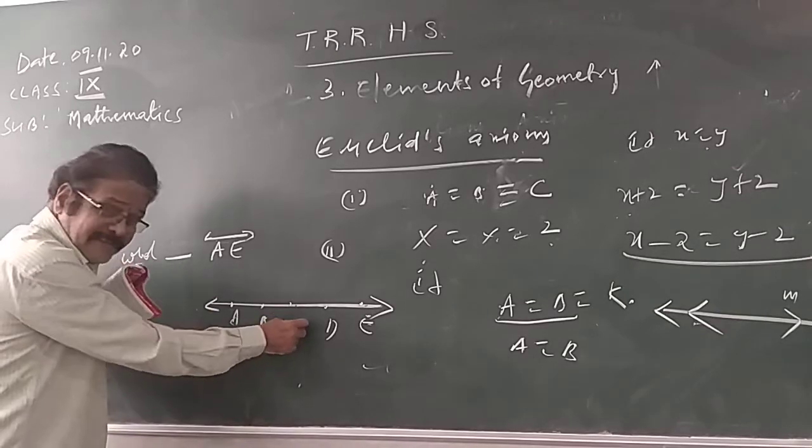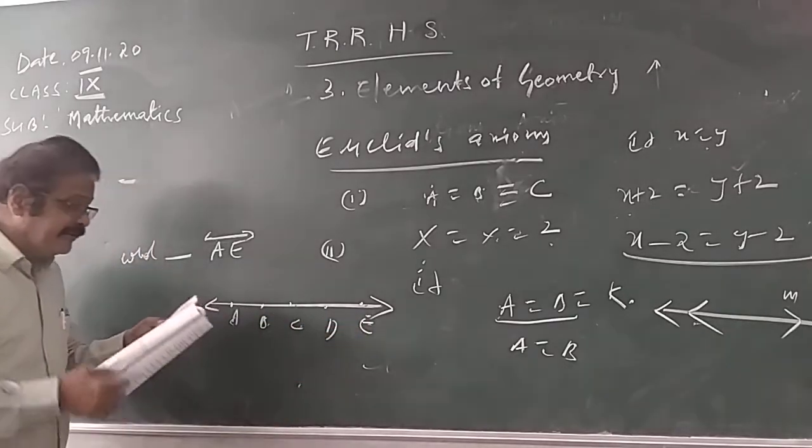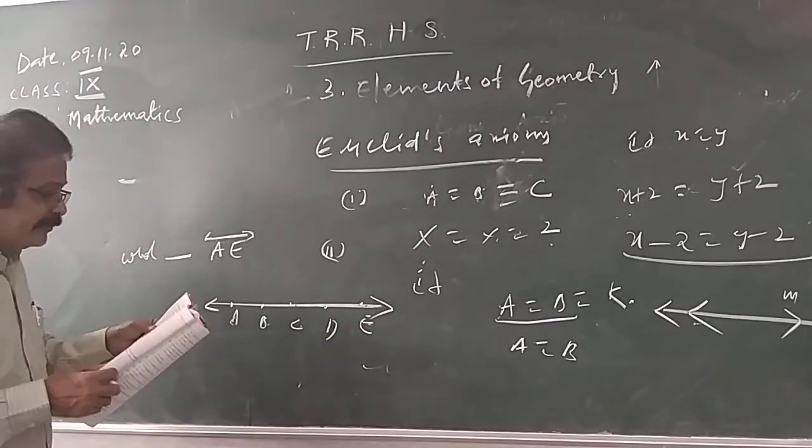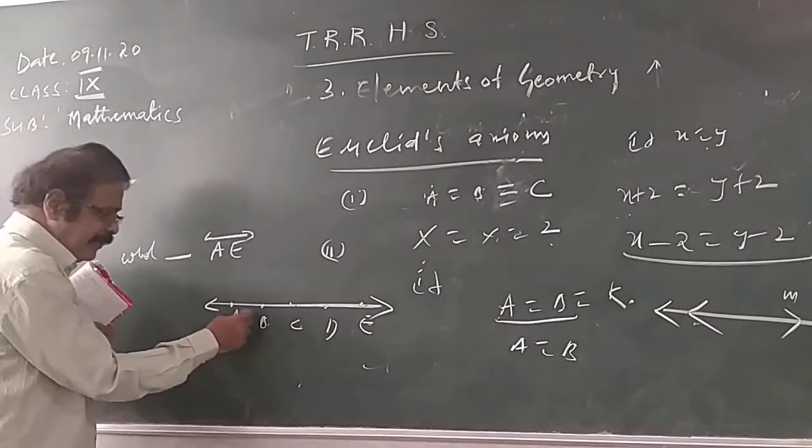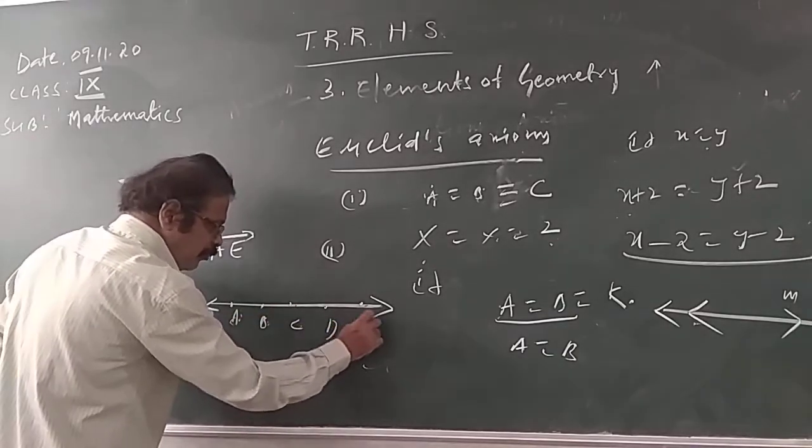A, B, C, D are the parts. The whole is greater than the part. AB is the part of the total whole. What is the whole length?